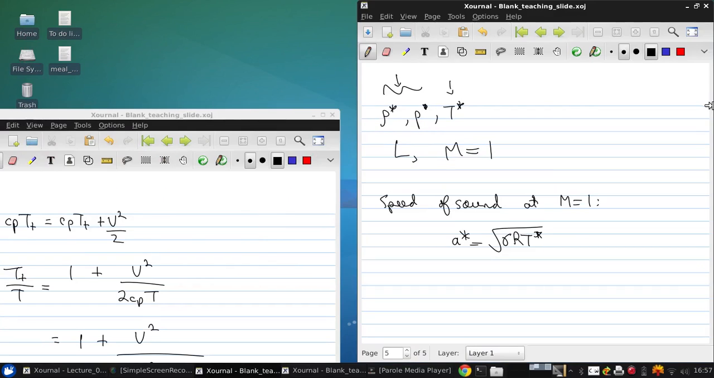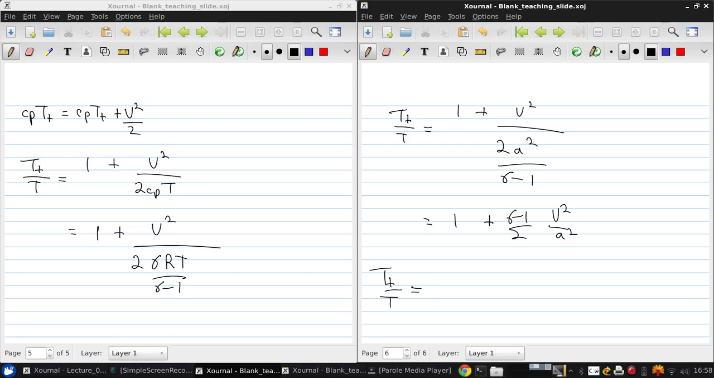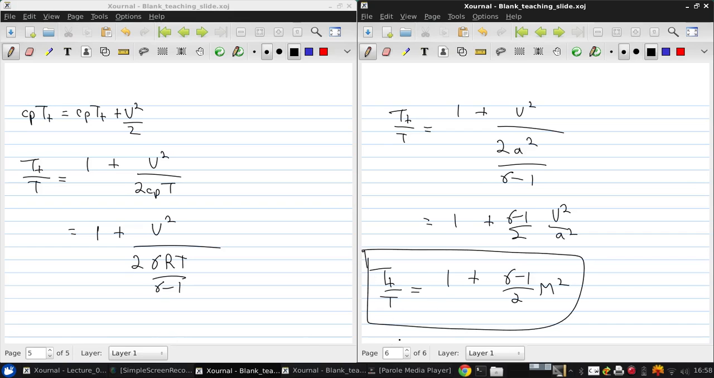And now we recognize that our definition of speed of sound has appeared, so that we can write that T_T over T is 1 plus V squared over 2 a squared over gamma minus 1. Pulling out the velocity and speed of sound terms, we get 1 plus gamma minus 1 over 2 times V squared over a squared. So therefore, the stagnation temperature to static temperature ratio is 1 plus gamma minus 1 over 2 times the Mach number squared. So this temperature ratio depends only on the Mach number for a gas with a given value of the specific heat ratio gamma.